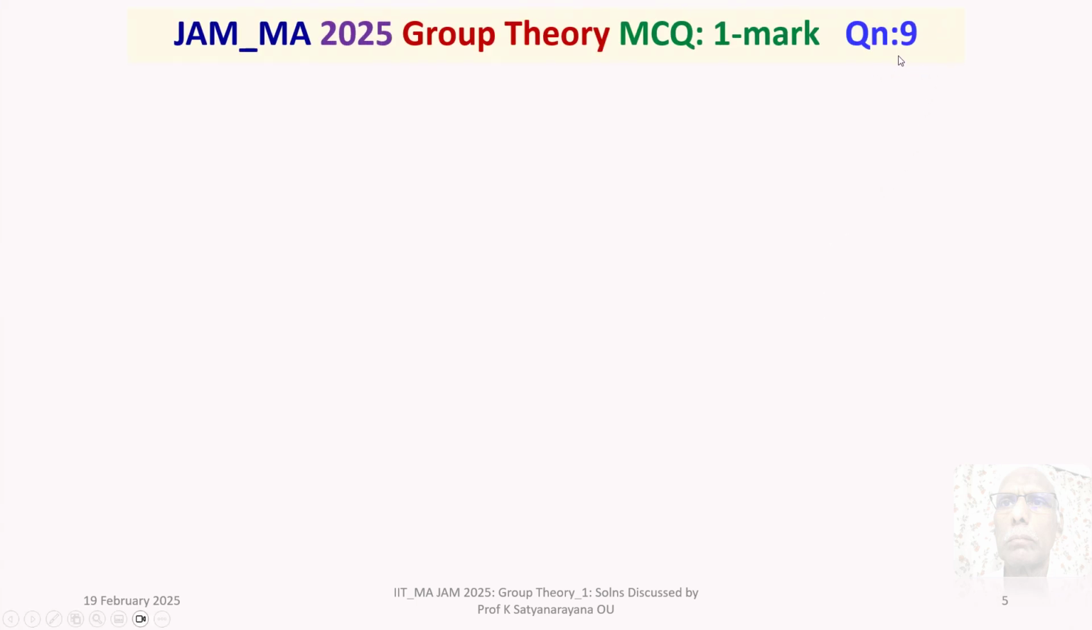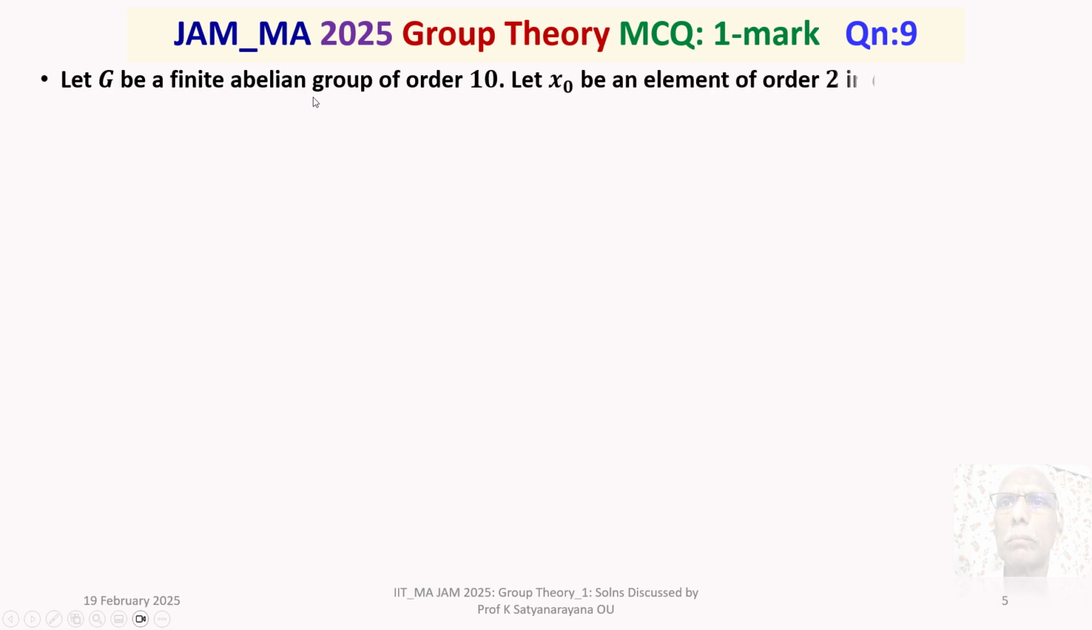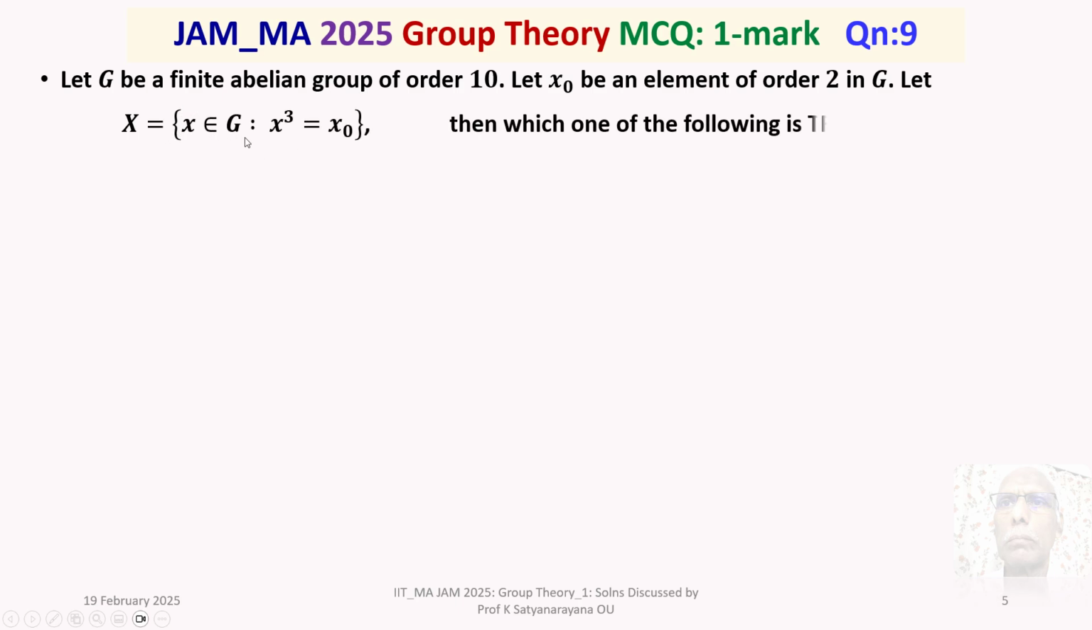This is question number 9 for 1 mark. The given question is: let G be a finite abelian group of order 10. Let x0 be an element of order 2 in G. Let capital X be the set of all x belongs to G such that x cube is equal to x0. Then which one of the following is true?